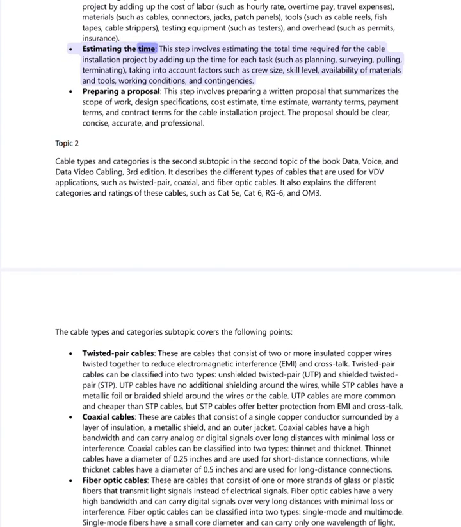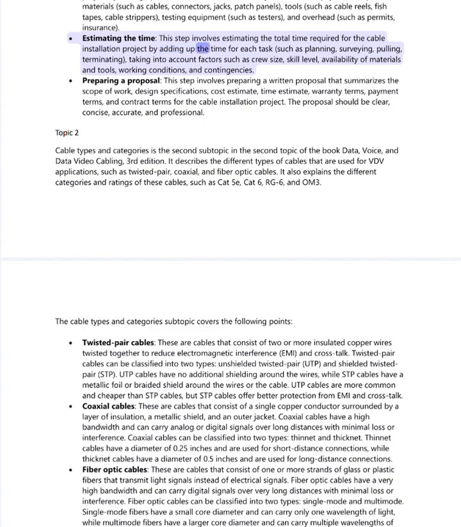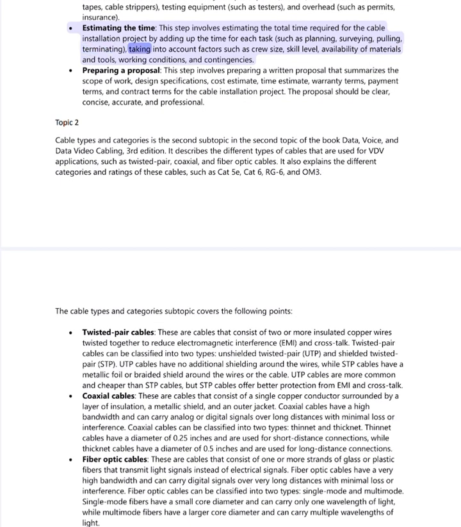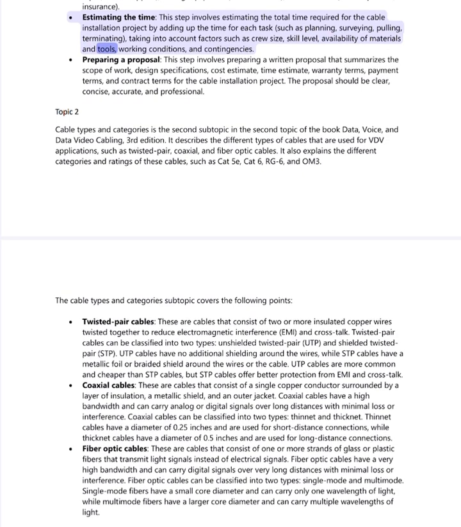Estimating the time. This step involves estimating the total time required for the cable installation project by adding up the time for each task, such as planning, surveying, pulling, terminating, taking into account factors such as crew size, skill level, availability of materials and tools, working conditions, and contingencies.